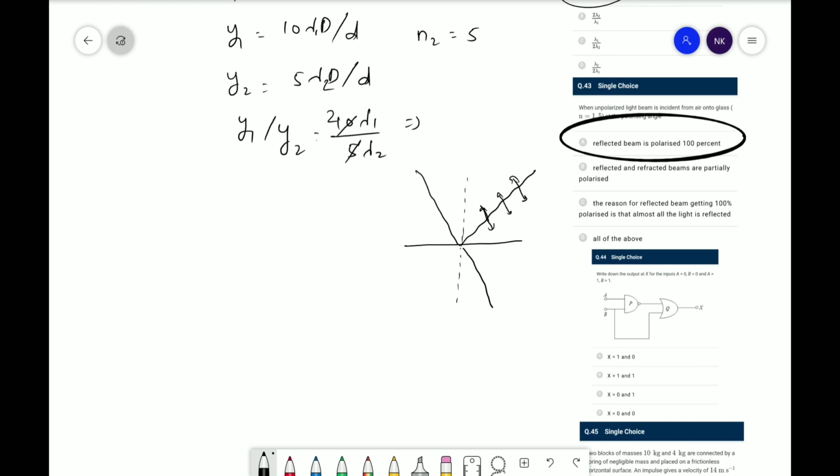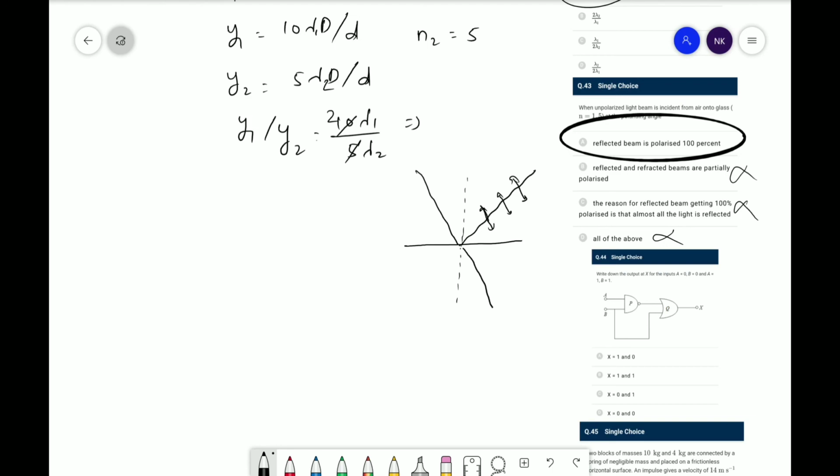Now what is the next condition? Reflected and refracted beams are partially polarized. No. The reason for the reflected beam getting 100% polarized is that almost all the light is reflected. No, I have already told you that some of the light will be reflected and some of the light will be refracted. Therefore this one is also wrong.